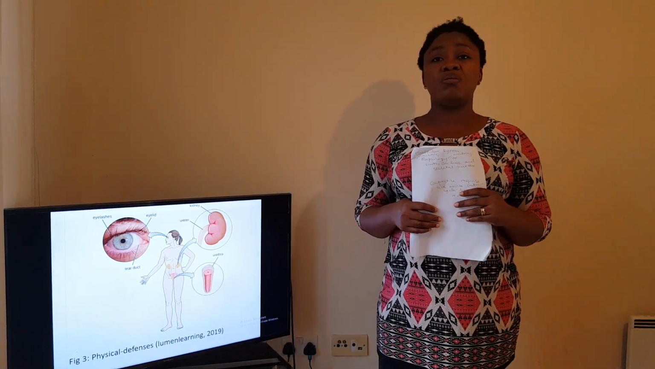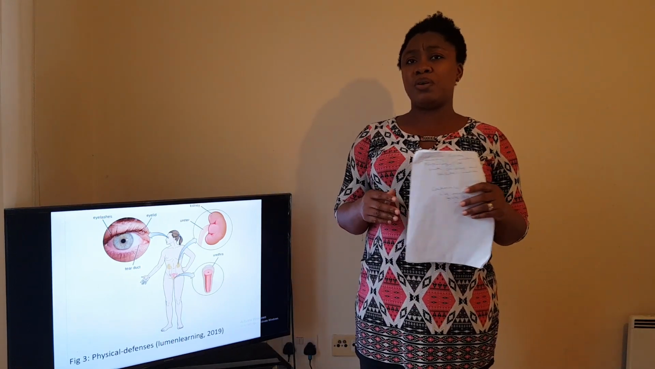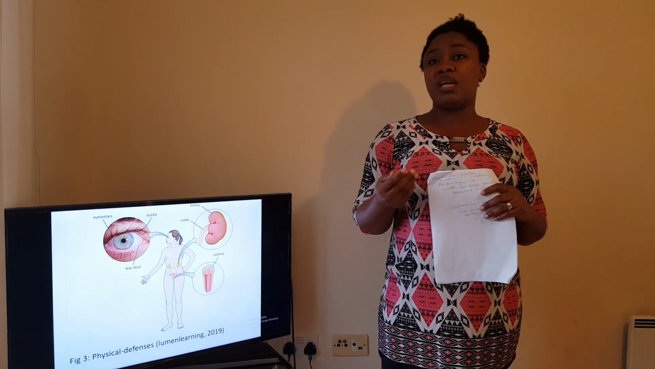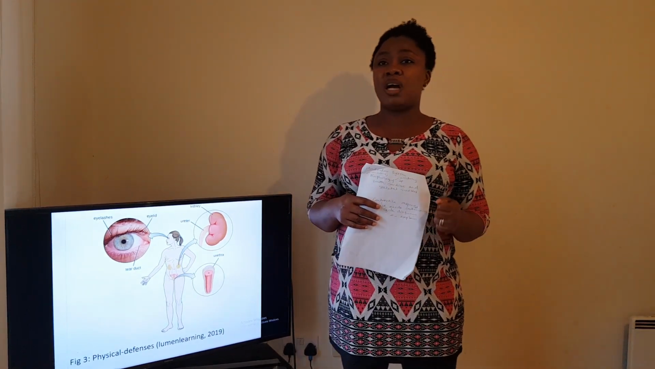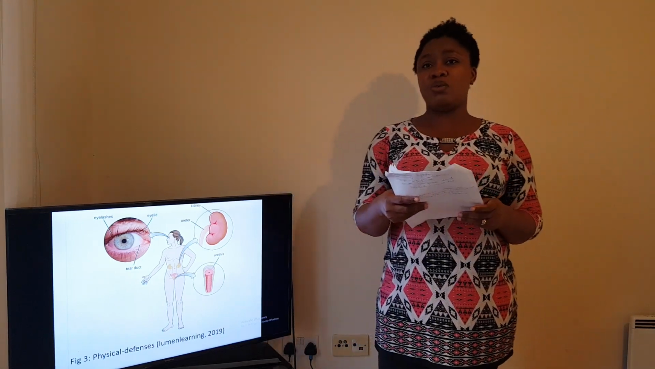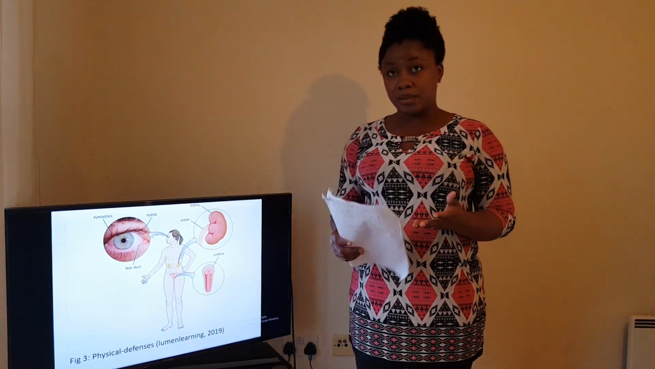And this next brings us to just a diagram of the physical defenses of the body. It shows the eyes, the eyelid and how the eyelid responds, the kidney, the urethra, all these major physical defenses that our body has got.